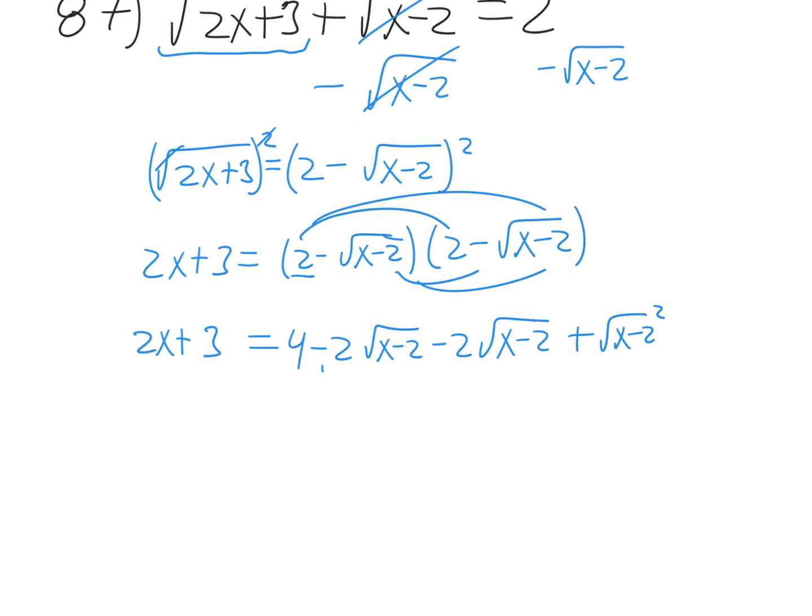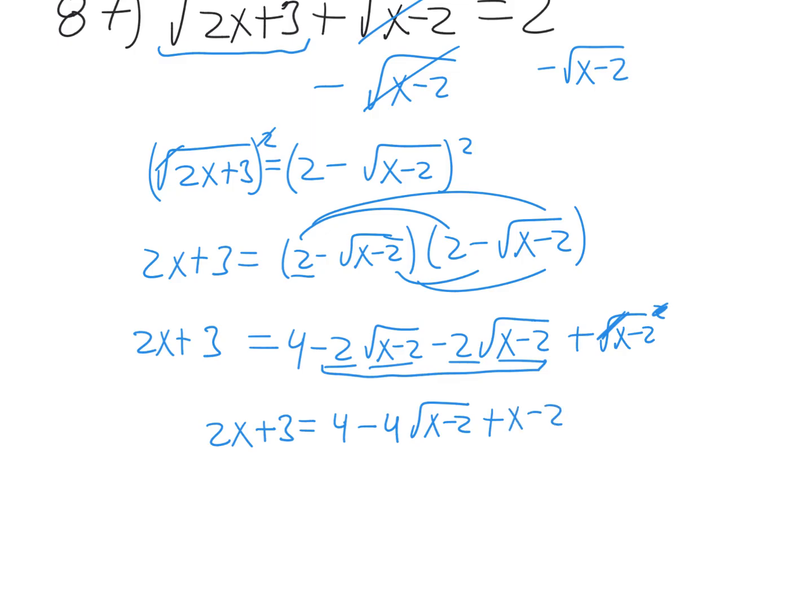And then it looks like on this side I can combine these two radical expressions because they have the same radical. I would just combine the numbers in front. So this is going to get me a 2x plus 3 equals 4 minus 4 square root of x minus 2. And then here the square root and the square are going to cancel out. So I'm going to get a plus x minus 2. Right? I was able to square it, and so the square root and the square cancel out.